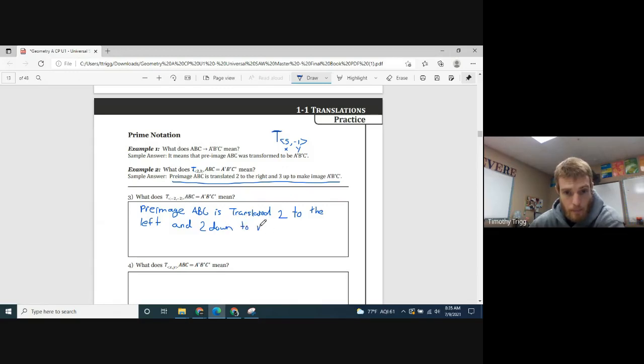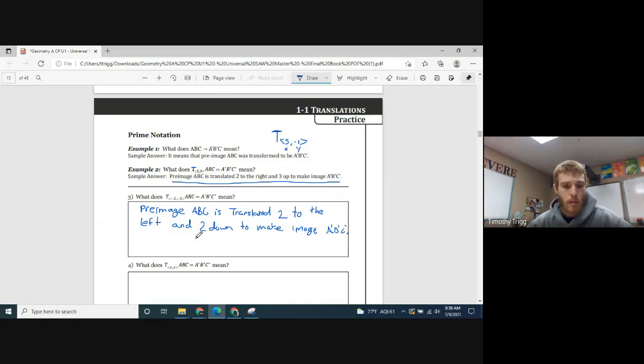To make image A prime, B prime, C prime. Generally the image gets these apostrophes, but we call those primes. So you'd read that as A prime, B prime, C prime. The image usually gets those primes like that.